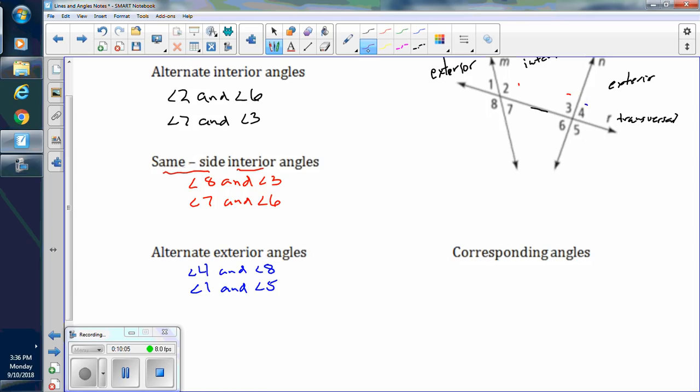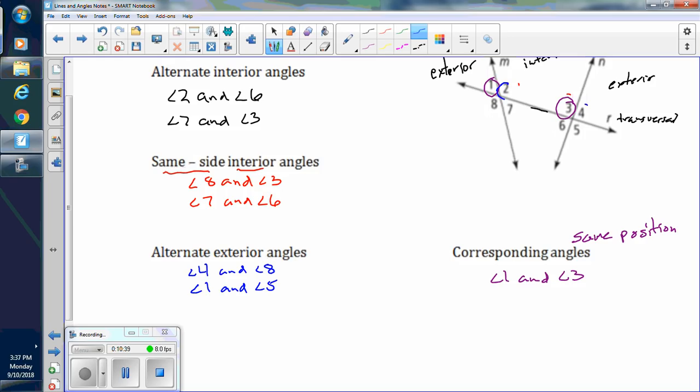And then finally, corresponding angles. You can think of corresponding as same position. So in this little intersection over here on the left, angle 1 is in the top left corner. So if we go to the other intersection and look in the top left, we see angle 3. So angle 1 and angle 3 are corresponding angles. They're in the same position.